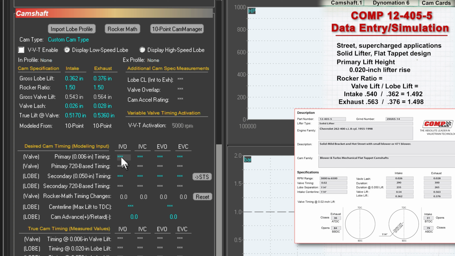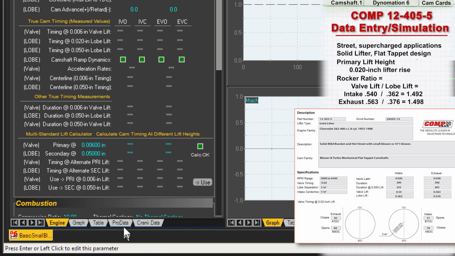Next, we need to enter primary valve event timing. The cam card provides timing values measured at 20 thousandth inch lift rise, but as we've discovered, the simulation needs timing events at the SAE standard of 6 thousandth inch valve rise. How are we going to get past this hurdle? The easy way to solve this problem is to use another tool built into the simulation, the multi-standard calculator.